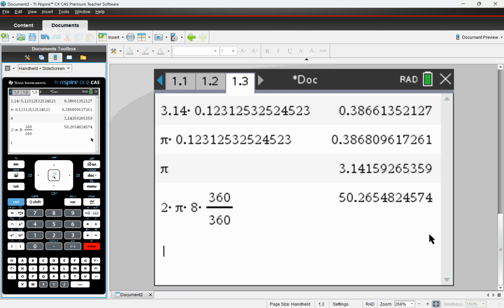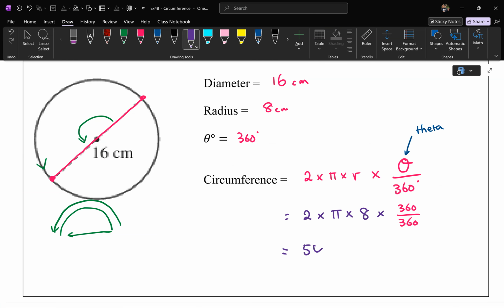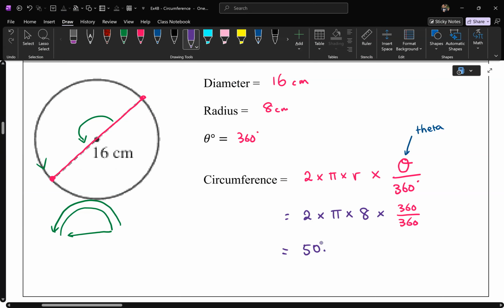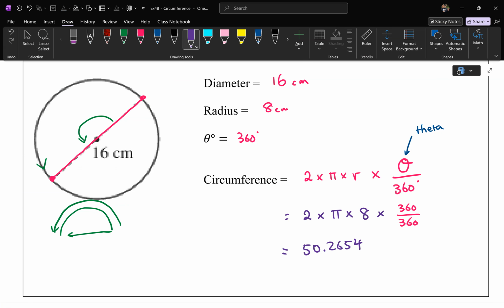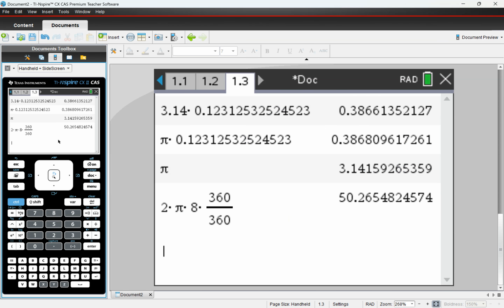If you did it correctly, you should have 50.2654. Where did I make a mistake there? Let me see. It matters. You all have to get the same answer. How? Everyone got 16 pi.